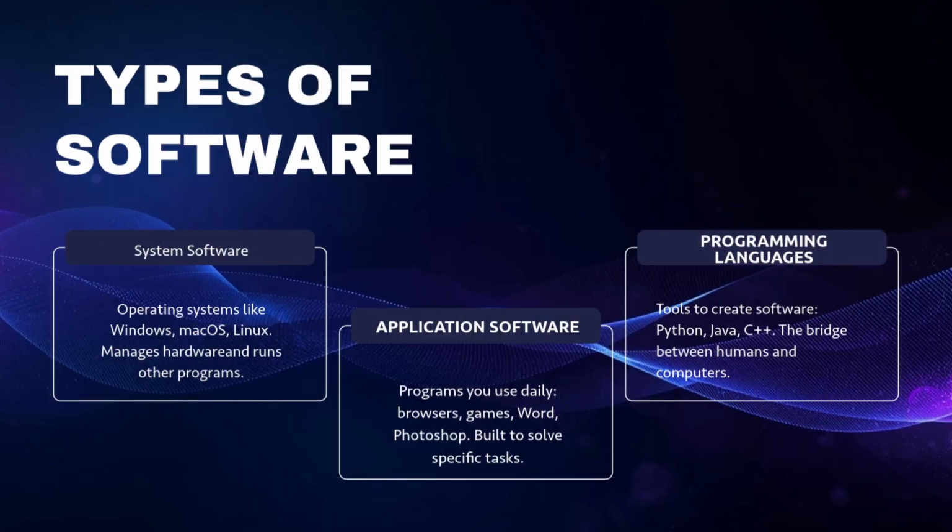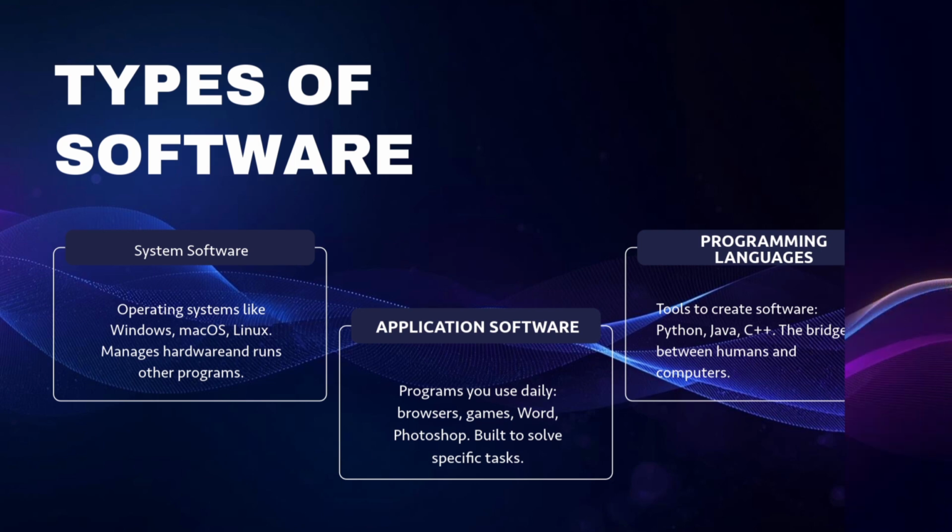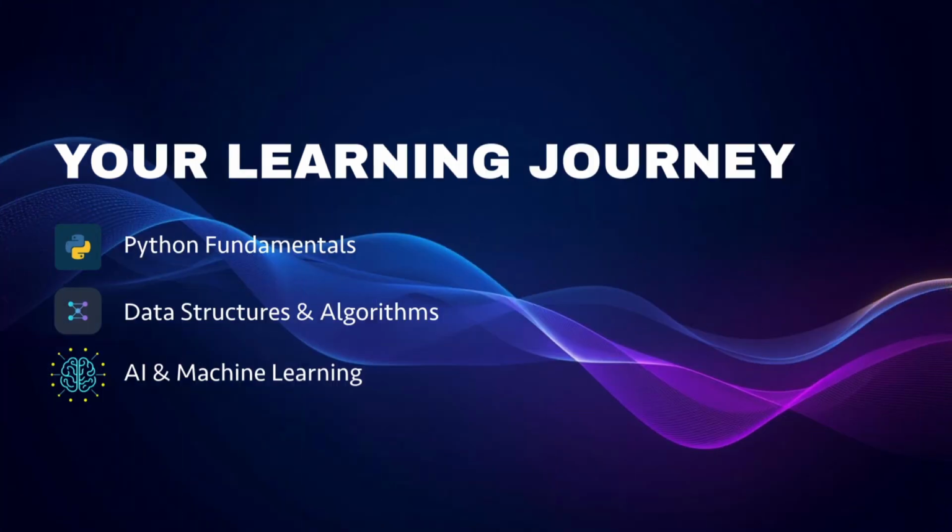Classification of software. Software is divided into two main types: system software and application software. System software, like operating systems, which control the computer. Application software, like apps we use, such as browsers or editors. Both are essential for using a computer effectively. Now, you have a strong foundation of how computers work.